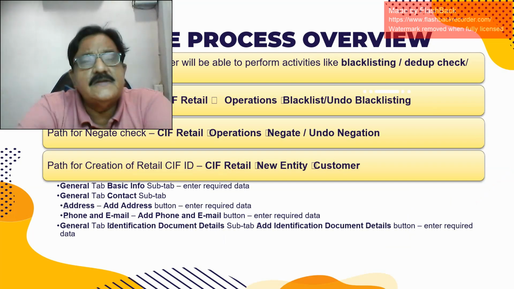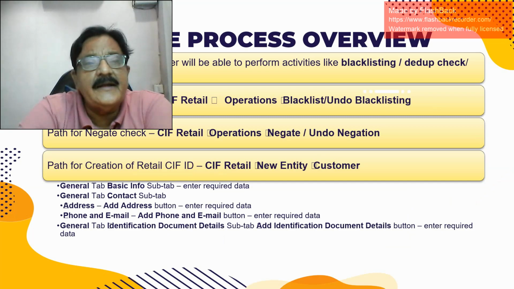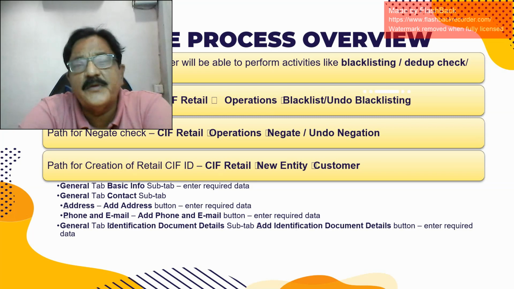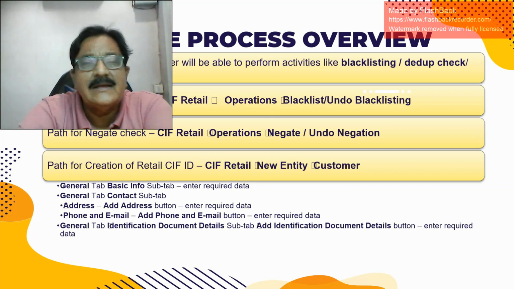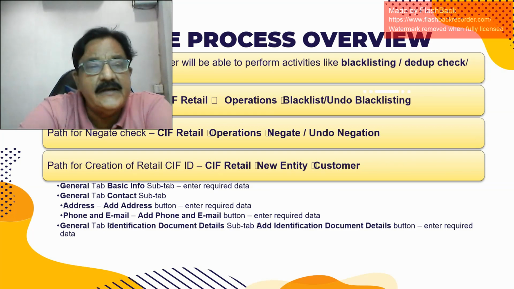In the operations sub-option, the user will be able to perform activities like blacklisting, dedupe check, negating and suspending the QFID. I have already told you. The path for blacklisting a QFID: go to operations, then you blacklist, and you can unlist also, undo the blacklisting. Negative check, you can negate also, undo also. Then QFID retail new entity customers.